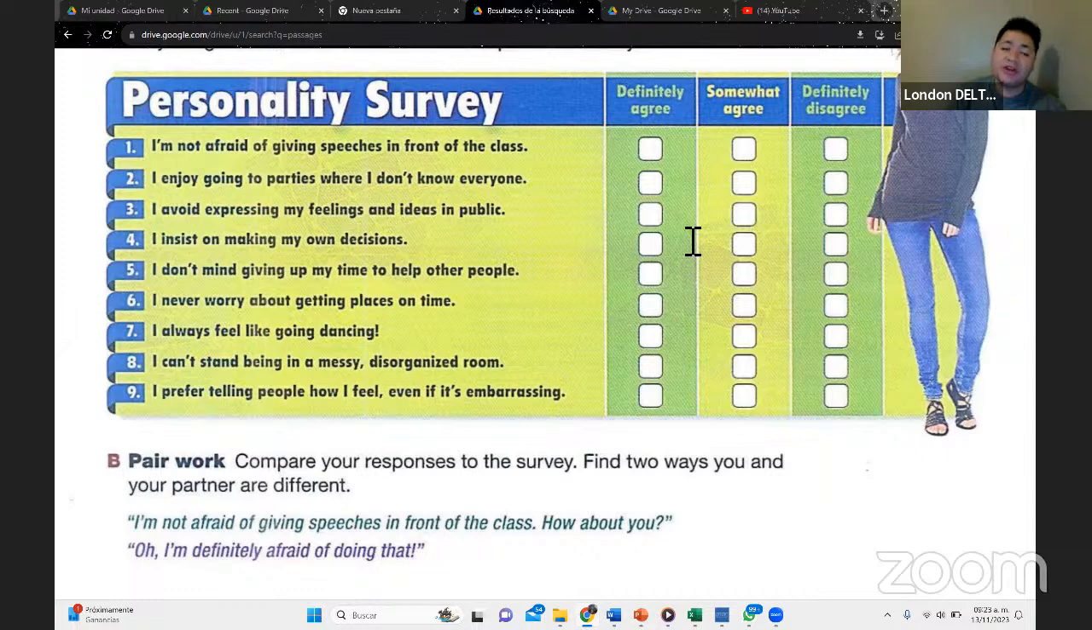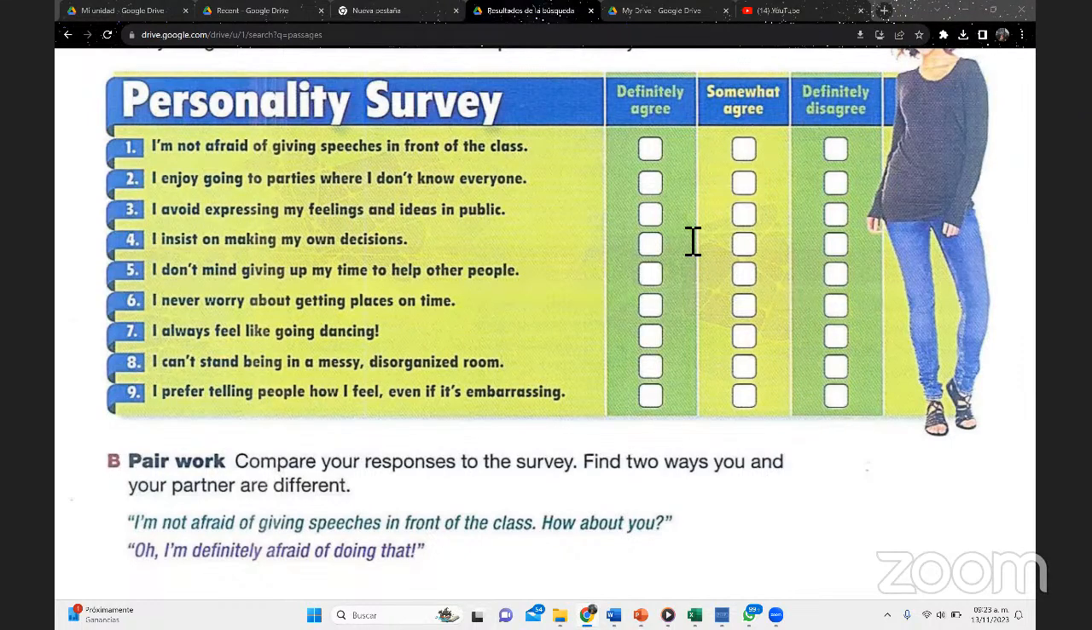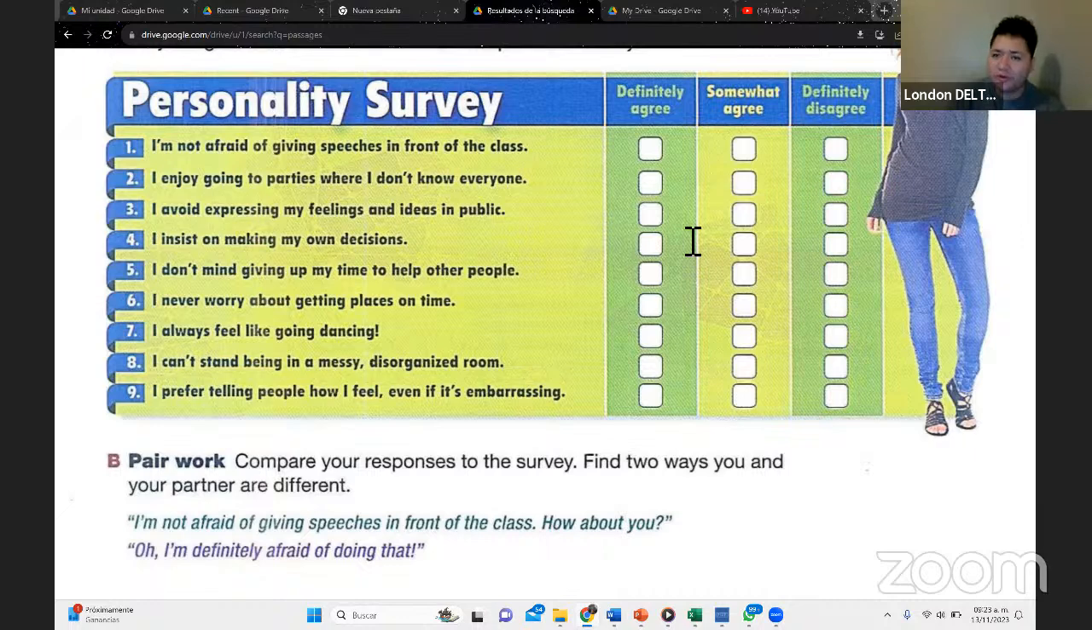How about everyone else? Reina, how would you define yourself with this sentence? Do you agree? Somewhat agree? Disagree? About giving speeches? Yes. Definitely agree. Okay. Very well. Everyone else? Dante and Itzel. What will you say to this?